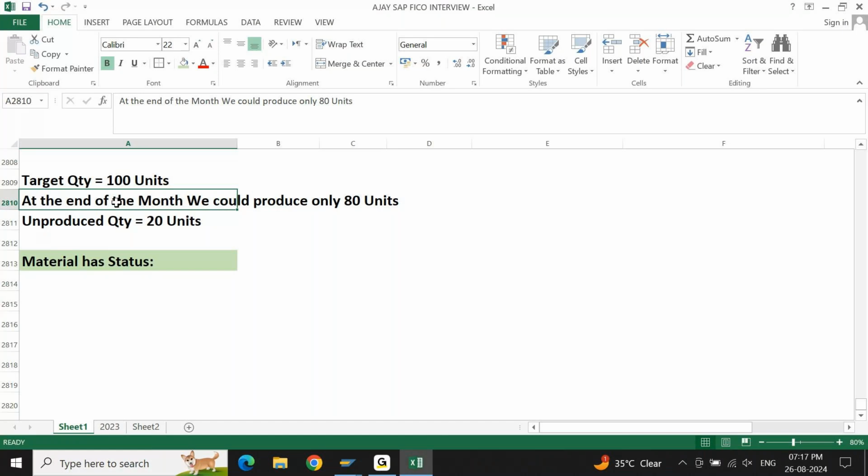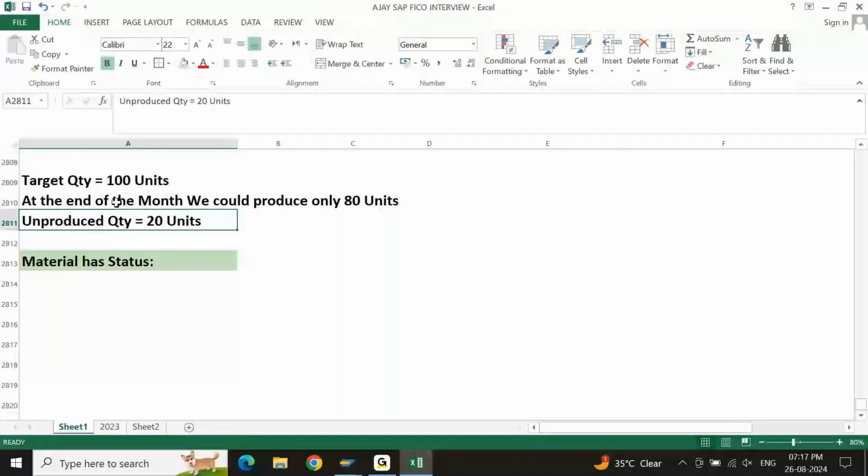During work in progress, during WIP, two things will happen. Point number one, it is going to create an accounting entry. Point number two, material which is not used, not consumed, its status will become unrestricted from the restricted or blocked stock. Tomorrow when somebody is asking in the interview, these are all the points that you need to quote. What will happen when you do WIP?